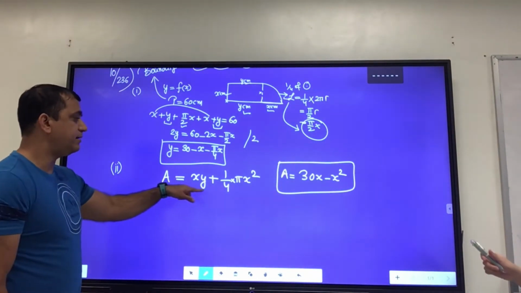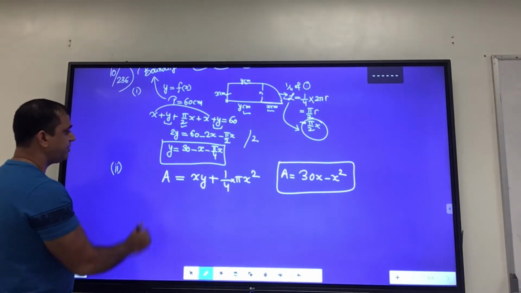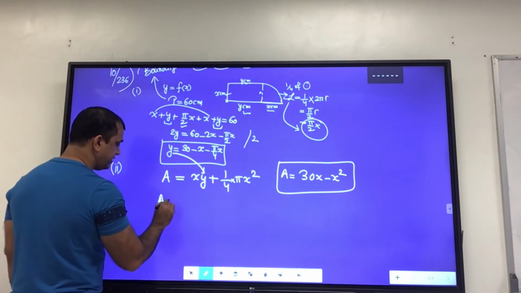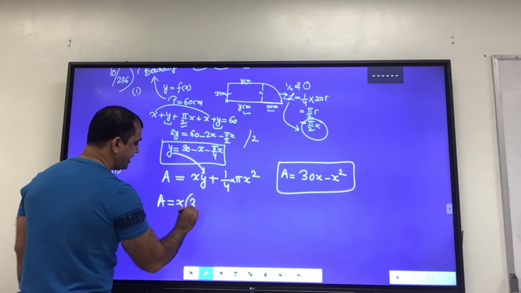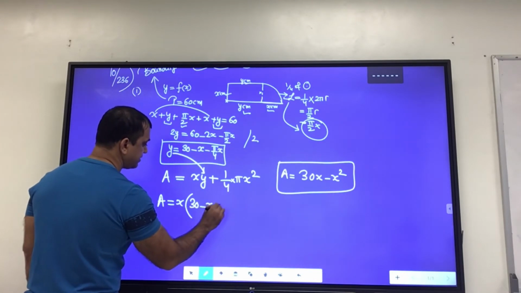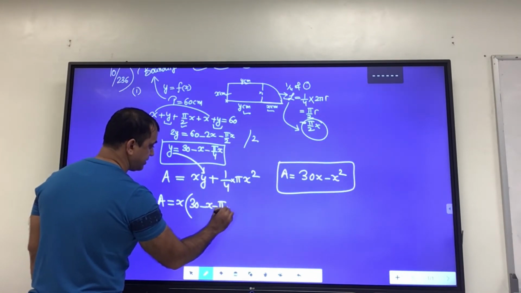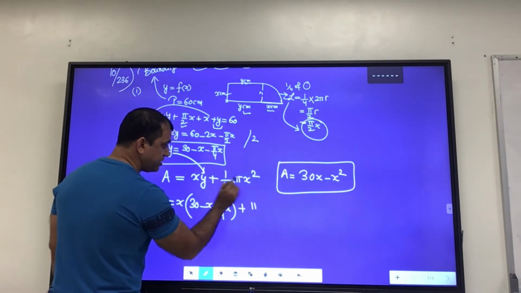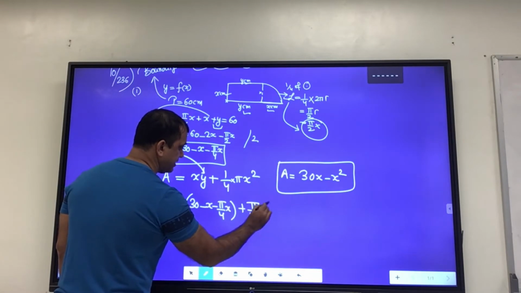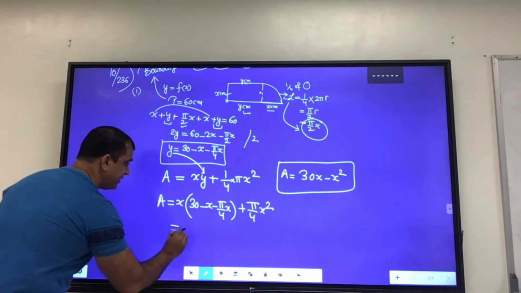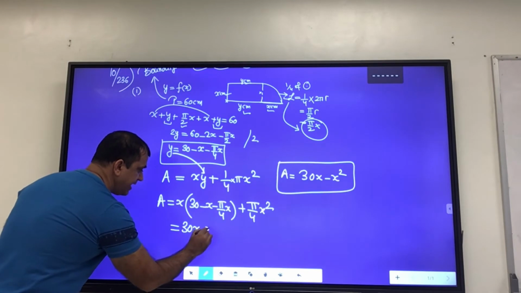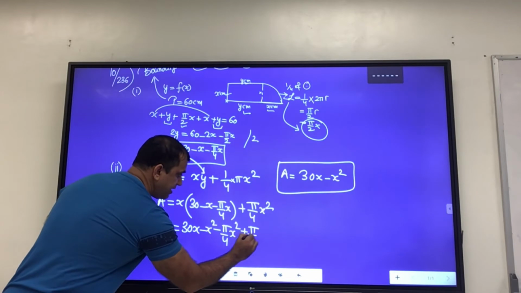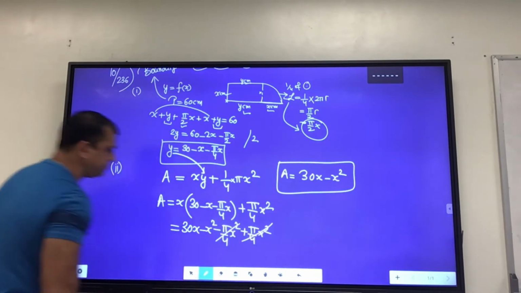My area is this one. Substitute y perfect. So substitute y over here from the first part. So A is equal to x times y. Y is 30 minus x minus pi by 4x plus pi. See, 1 by 4 into pi is pi by 4x squared. Now I open this bracket, it becomes 30x minus x squared minus pi by 4x squared plus pi by 4x squared. Cancel.